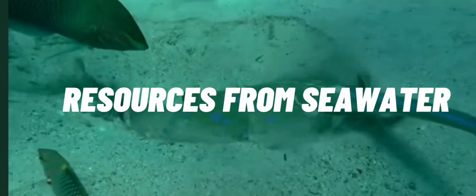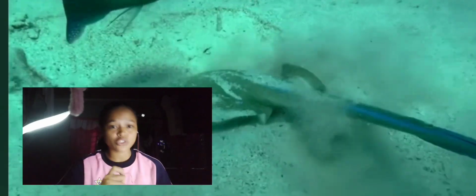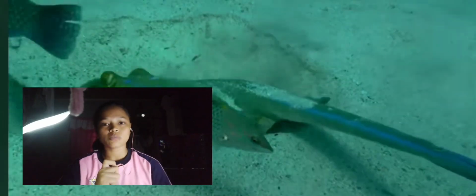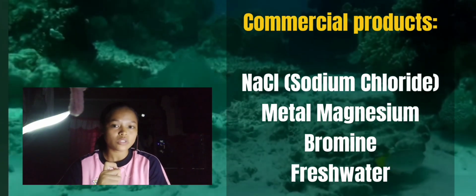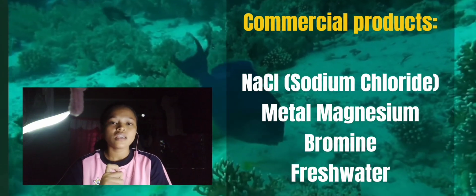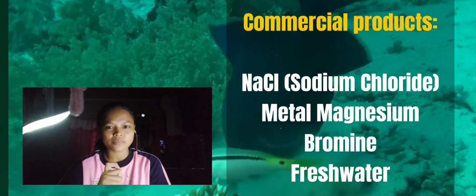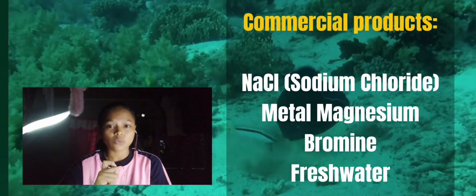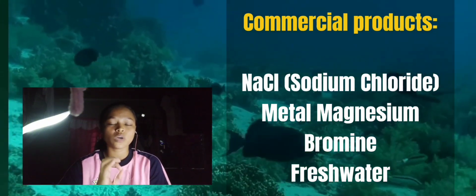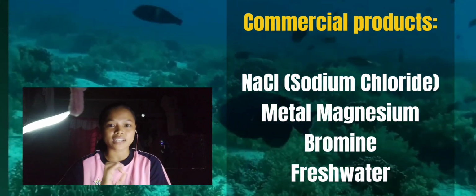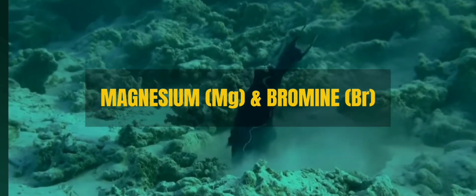Resources from seawater. So my report is coming to an end, concluding with resources from seawater. Commercial products obtained from seawater would be the common salts, of course sodium chloride, magnesium, bromine, and, you won't believe it, fresh water. I will tell you plainly in the next slide why and how we can get fresh water from seawater.